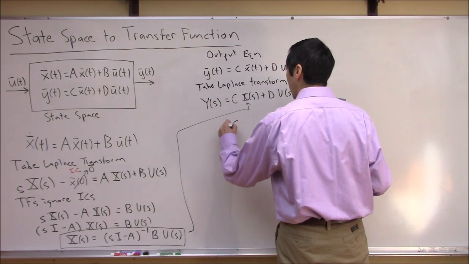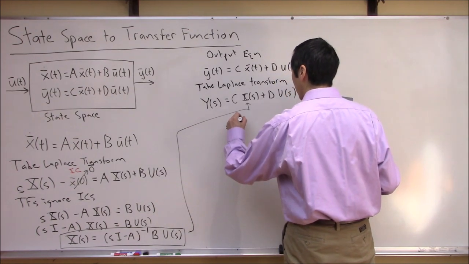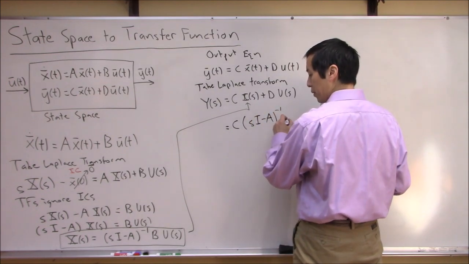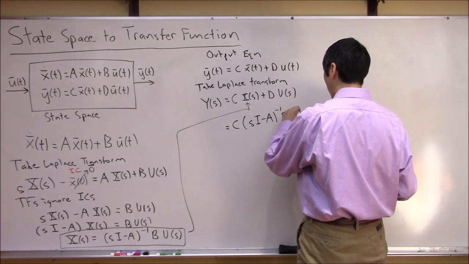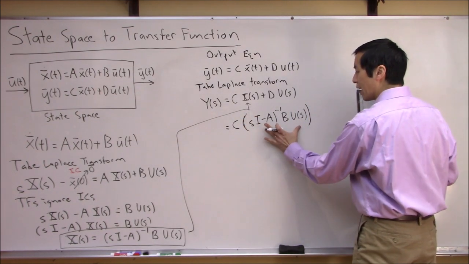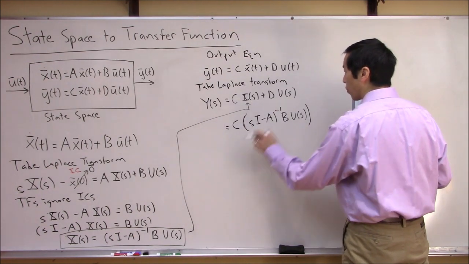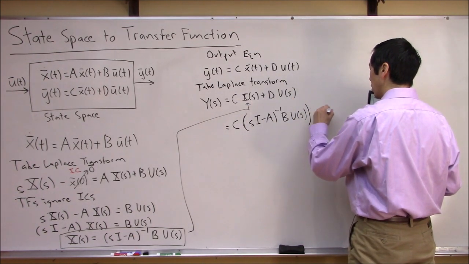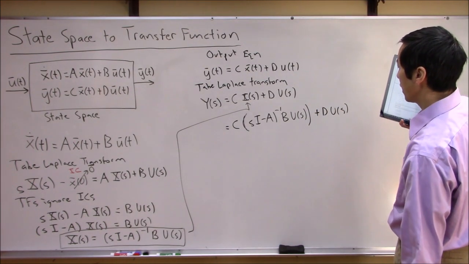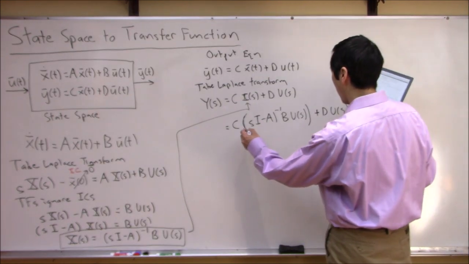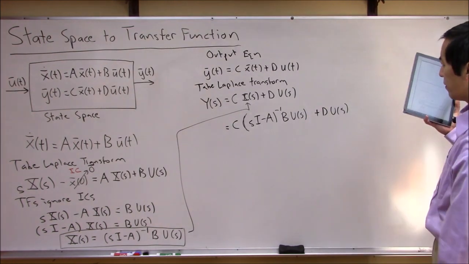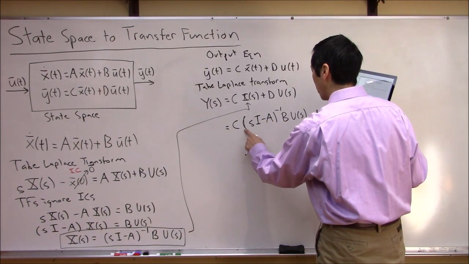We already solved for what X of S is, so I am just going to insert that right here. So we end up with C times, what is X? X is that thing down here. C times the quantity SI minus A inverse B U of S. I have to be careful with the parentheses here, so this entire thing is X, which we just solved for. And then I have to add on this term, plus D U of S. Actually, I don't even need these parentheses. Yeah, there we go, this is fine.